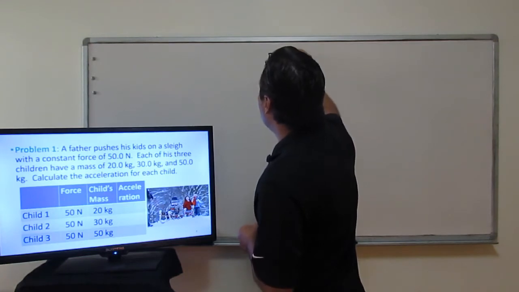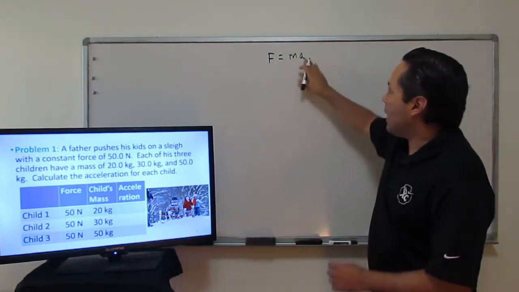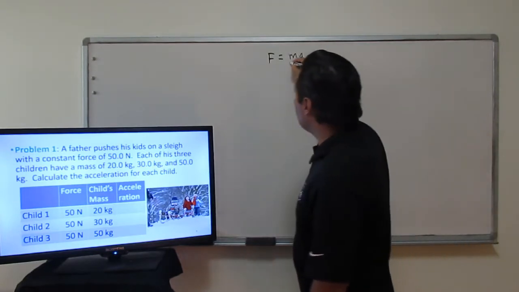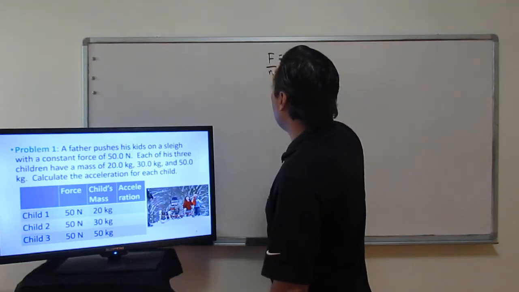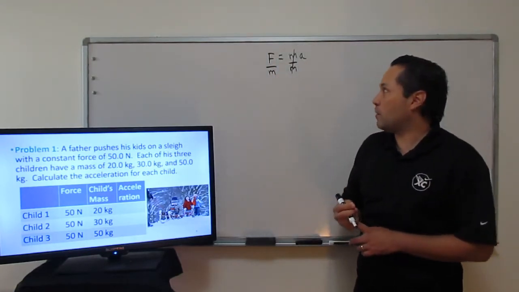Force equals mass times acceleration. So we want to know the acceleration. Because we want to know that, we're going to isolate the a. So we've got to get rid of the m. So we're going to divide by m, by the mass. And there is acceleration. It's just force divided by the mass.